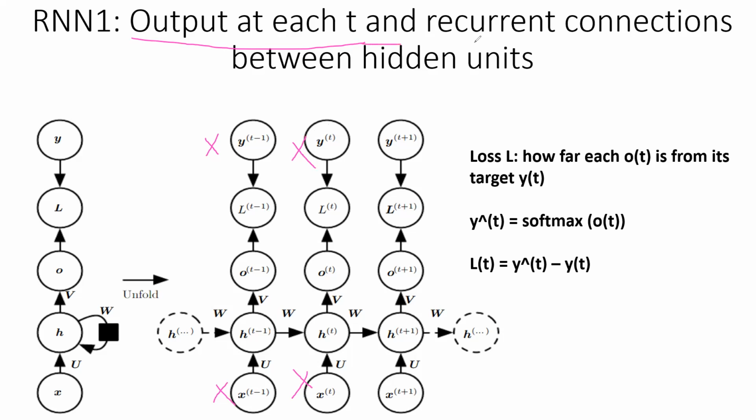Output at each time step and recurrent connections between the hidden units. So this is the basic stuff. So I'm putting this recurrent between the different units. Acha, now some facts about what is happening here.